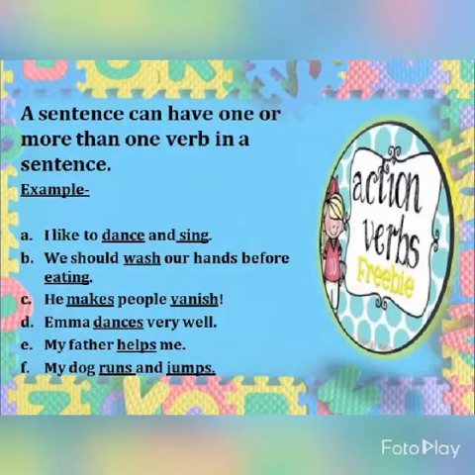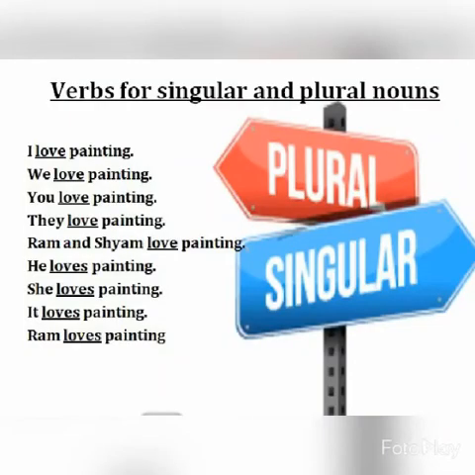Now here only one verb. My father helps me. Helps is a verb. My dog runs and jumps. So the dog is doing two works. So there are two verbs in the sentence. Now moving to where to use verbs with singular noun and plural noun. Like some examples are given here.